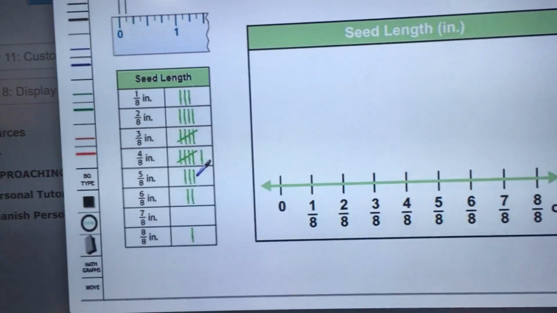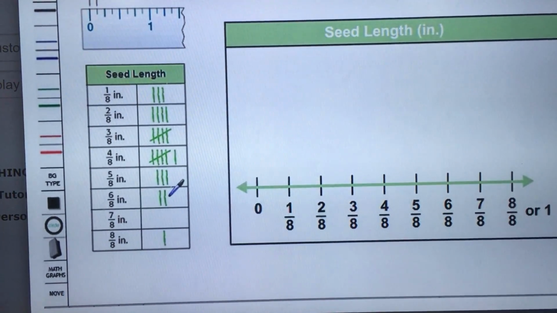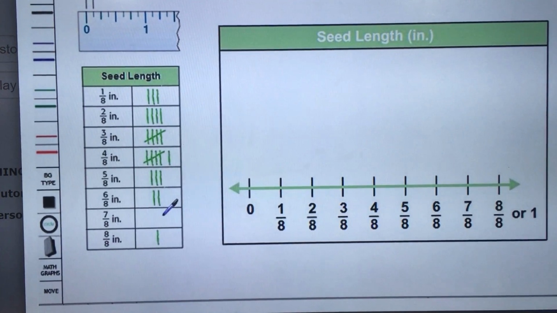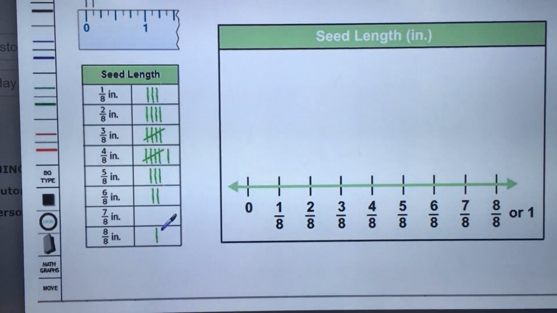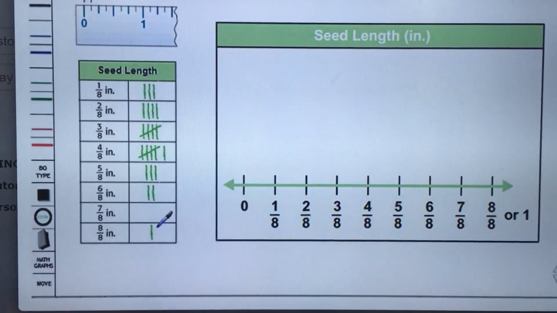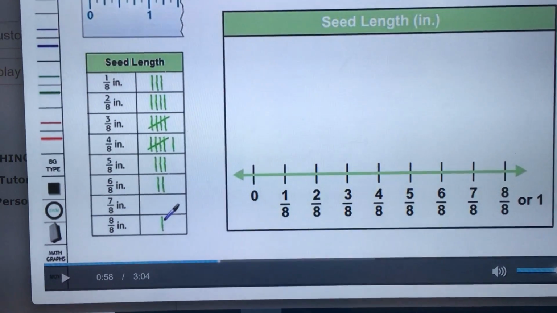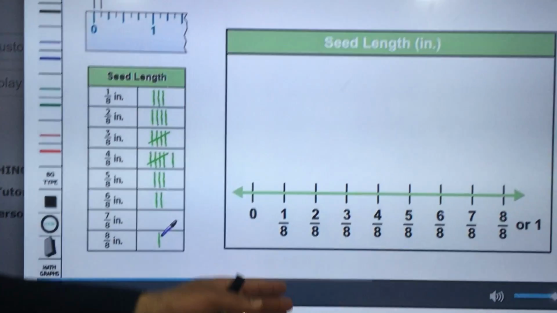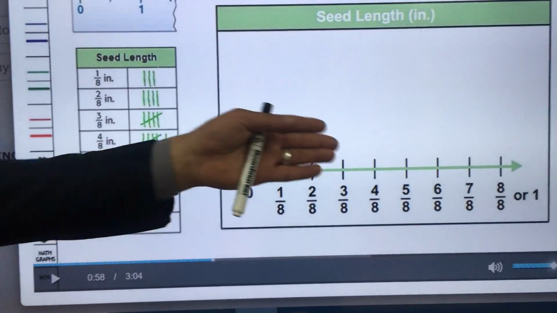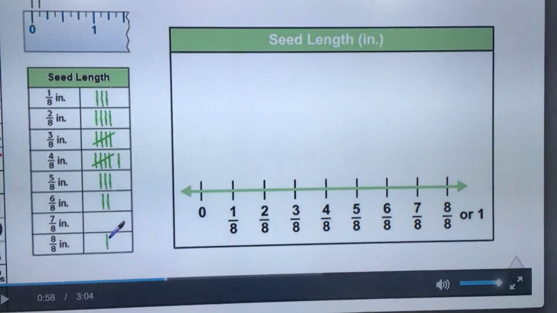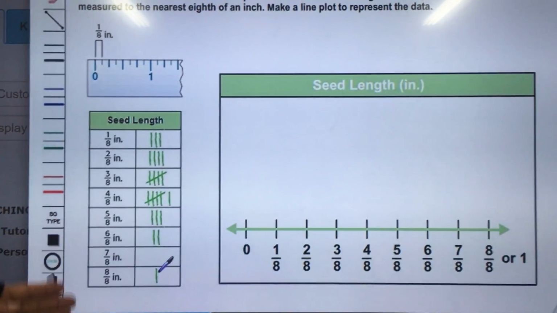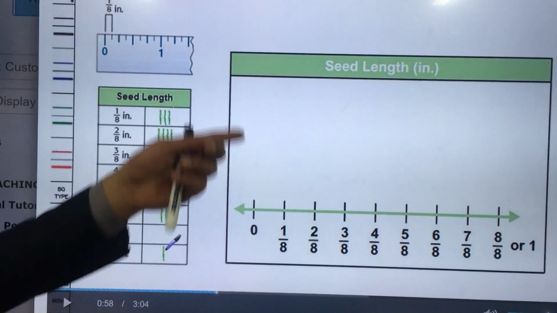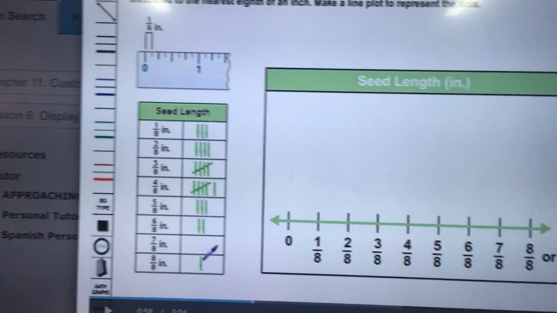Then there were 3 that were 5/8 of an inch, 2 that were 6/8 of an inch, 0 at 7/8 of an inch. And then there was 1 that was 8/8 inch, or 1 inch. Then we will display this data in the line plot. This is a line plot. It looks like a ruler. Okay, there is data here, 1 out of 8, 2 out of 8, until 8 out of 8 means 1. Okay, then we make x's according to the number of each one.